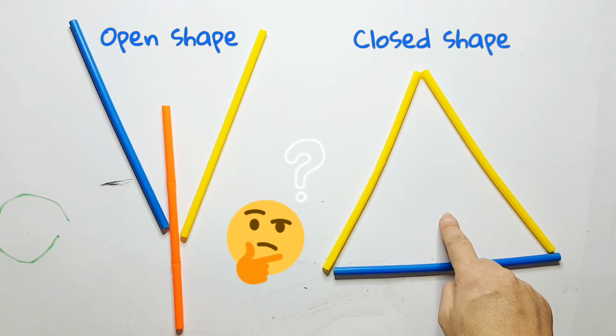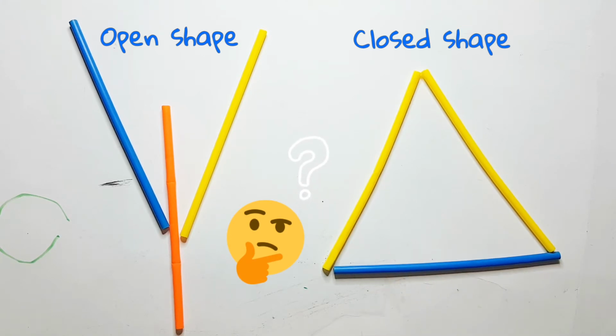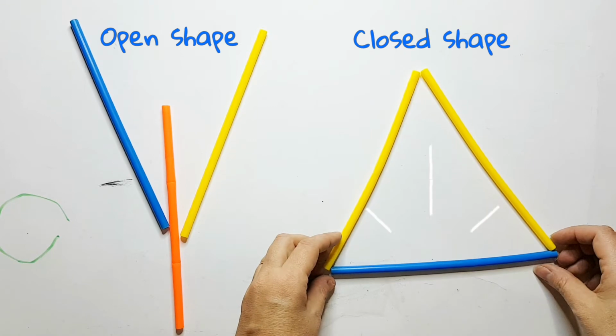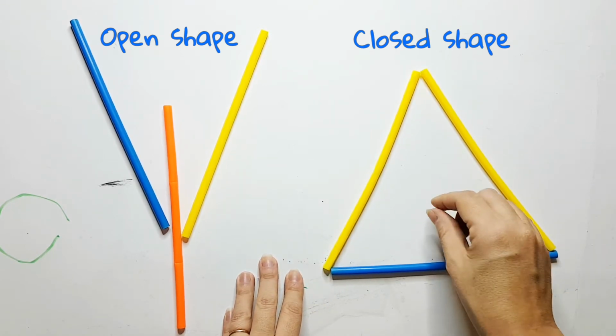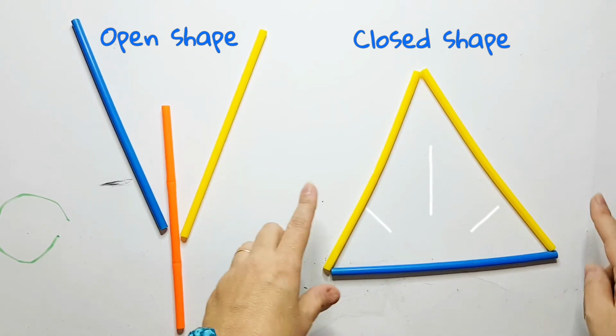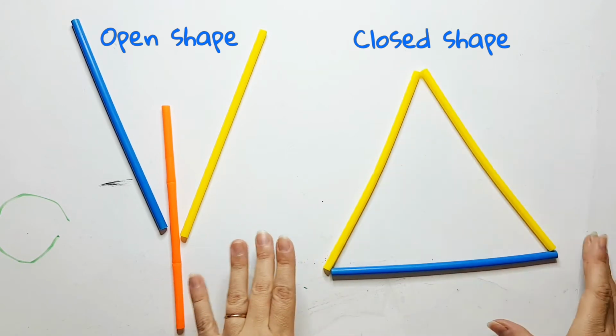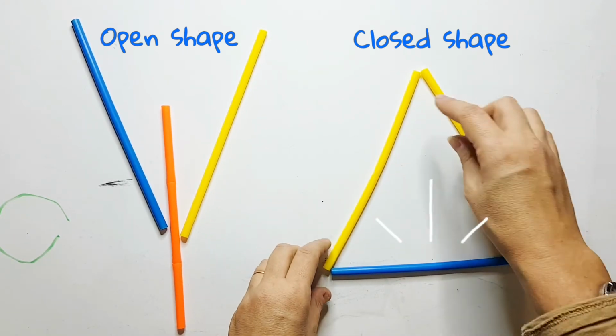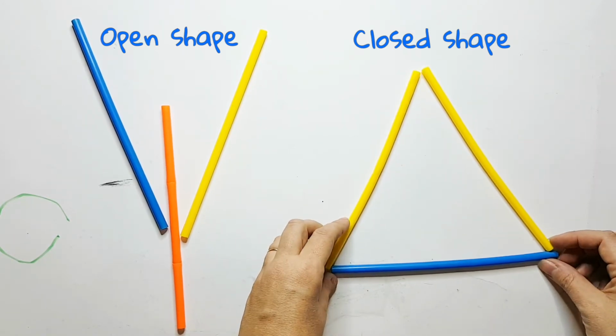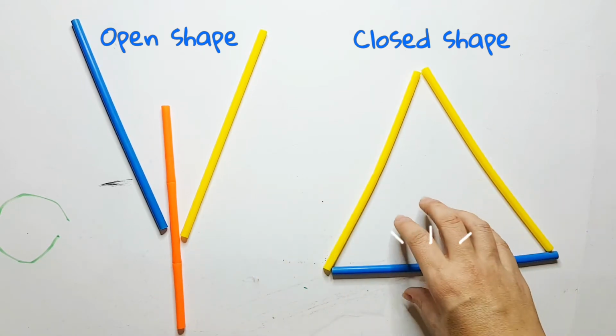Do you remember what a closed shape was? Well, a closed shape is a shape that has no opening to get out of. If you were standing over here, there wouldn't be any way to get out. All the sides are touching each other and they are totally closed. There are no gaps. That is a closed shape.